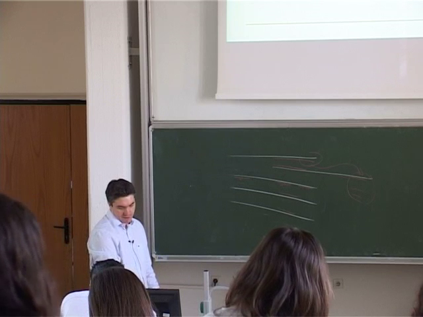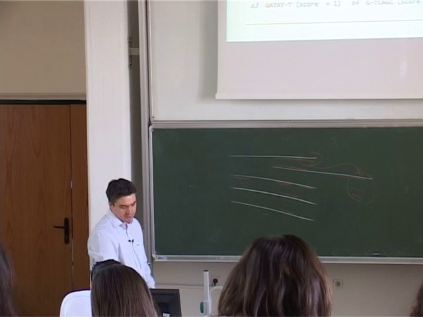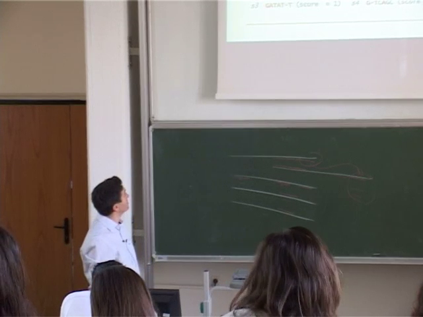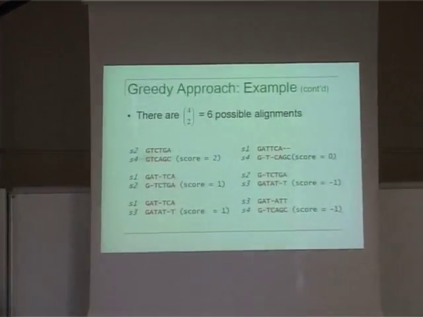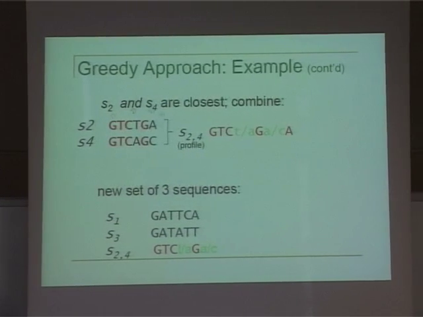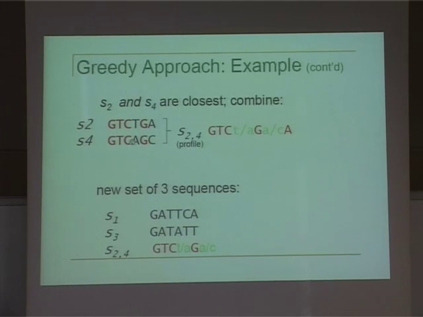Here is another greedy approach. An example. We have 4 sequences. In these 4 sequences, there are 6 possible alignments between them. We compare each of them, and we see this has the highest score, so we use this alignment, combine them.